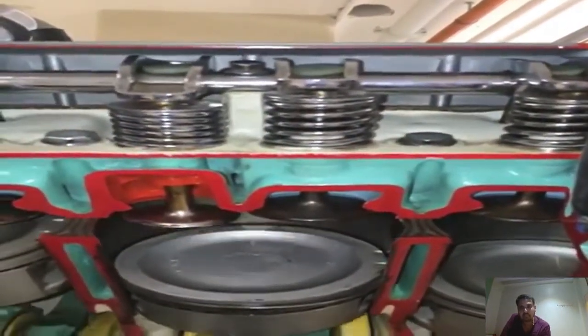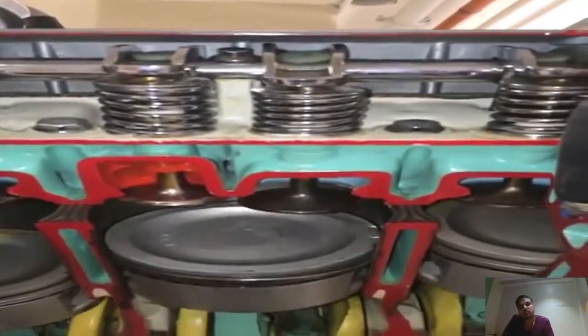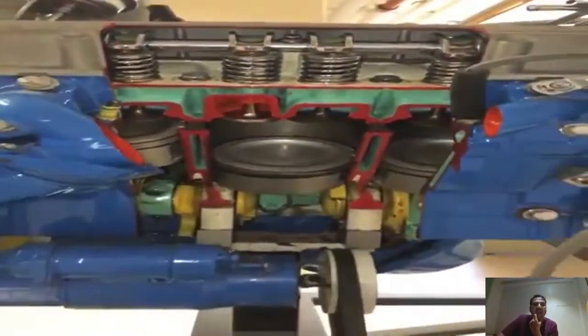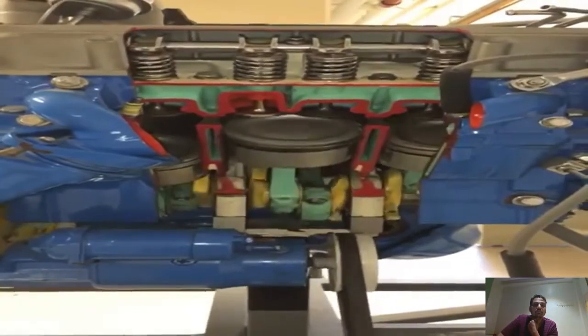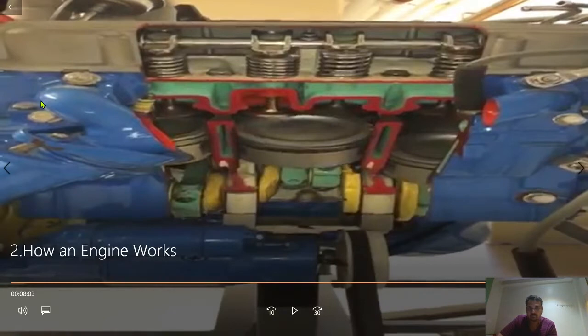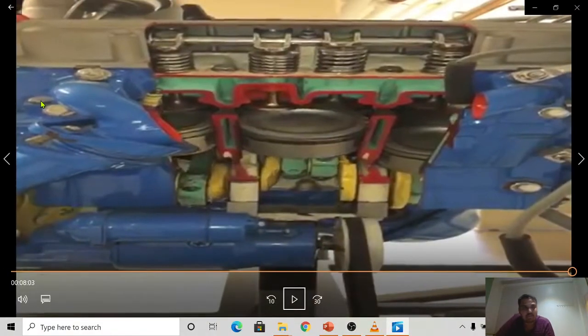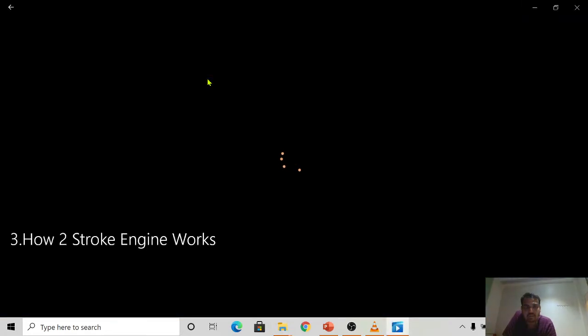Now from the main perspective, you can see all the engine's main working parts and how they work. This is the basic concept behind an engine. I think this is again a more useful video to understand the engine concept. So now this is about the working of a two-stroke engine. Please watch this another video.